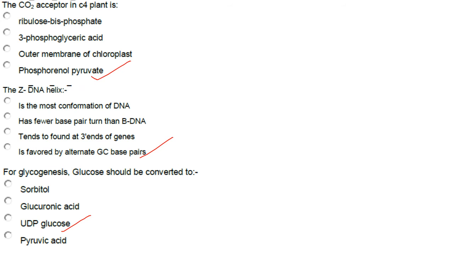And next one. The carbon dioxide acceptor in C4 plant is phosphoenol pyruvate. Answer is option D. Then next one. The Z-DNA helix is favored by alternate GC base pair. So answer is option D. Next one. For glycogenesis, glucose should be converted to UDP glucose.